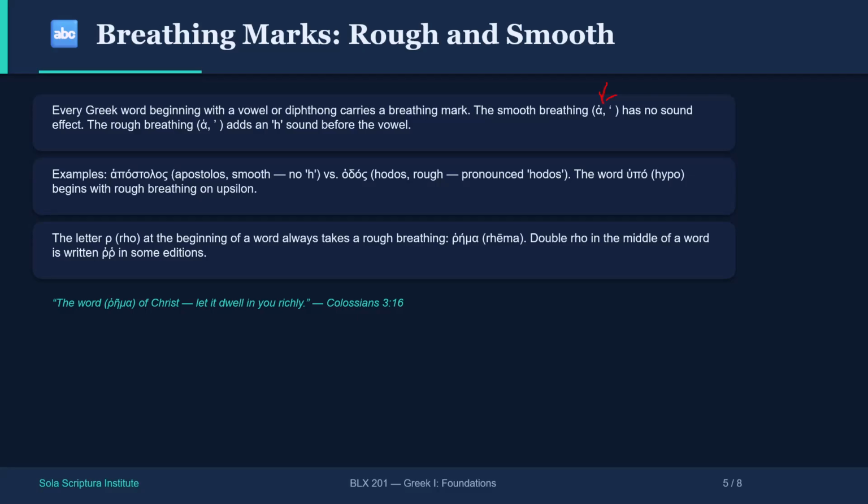The rough breathing mark curves the other direction, right? And it adds an H. So when you look at the rough breathing mark, it actually looks like an open quotation. And the smooth breathing mark will be like a closed quotation.